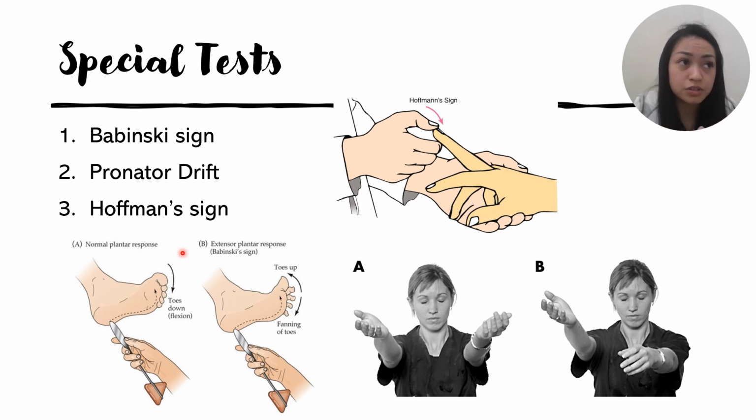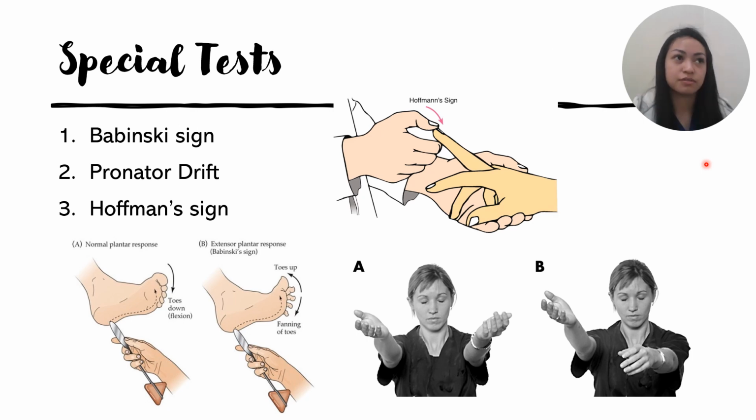Why? Because their upper motor neuron is not yet heavily myelinated, right? Therefore, there's a decreased function of this upper motor neuron in babies. So this means that they can't inhibit their dorsiflexors as well as adults can. So their toes would point up and fan out. So Babinski sign is normal in babies but pathological in adults, okay? The next one, the pronator drift.